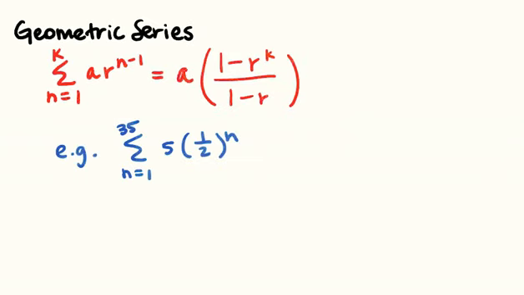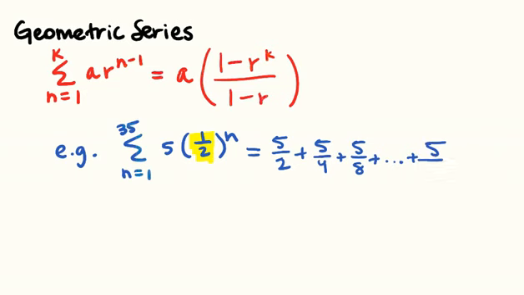We're going to add from 1 to 35, 5 times 1/2 to the n. This is a series that starts with n equals 1, so it's 5 times 1/2 to the first power, plus, and then each time we're multiplying by 1/2 because this is the common ratio. So I've got 5/2 plus 5/4 plus 5/8 all the way up to 5 over 2 to the 35th power.